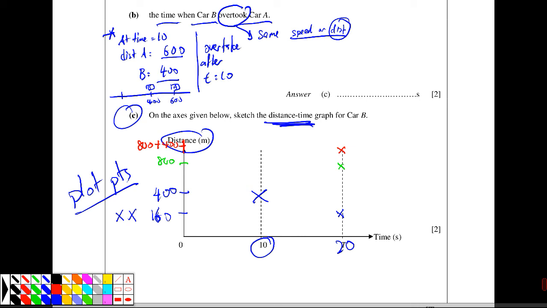The answer is red. But why would it be? Because after travelling 400 metres, between 10 to 20, how much did you travel? Another 800. So it's 1,200. So the answer should be 1,200. Then why did I get it wrong?